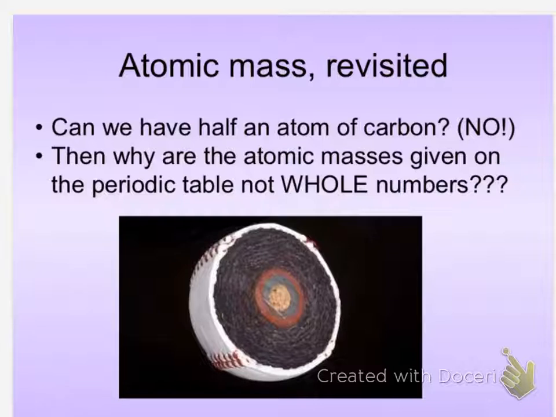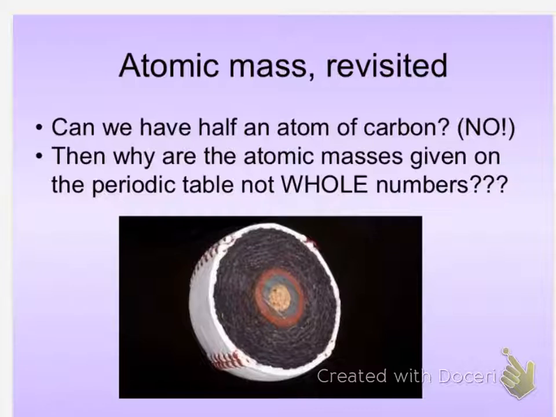Because somewhere along the line, probably in physical science, definitely in middle school, you were taught, well, you just round to the nearest whole number. That's the mass. That seems a little bit sloppy to me. Can you have a part of an atom of carbon, a part of an atom of nickel? Well, I already said no, so why are they not whole numbers? Talk amongst yourselves.